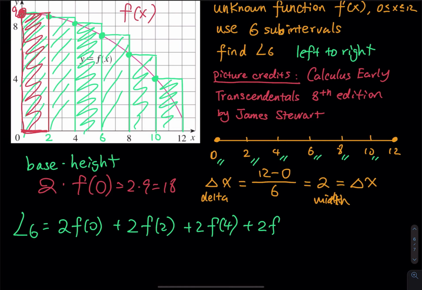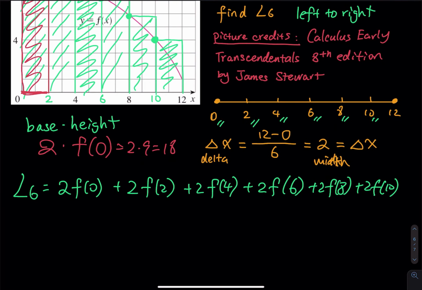And then 2 times f of 6, so that is right here, and then plus 2 f of 8, and then plus 2 f of 10. F of 10 right here. Now, answer a question for me. Do we need this? The answer is no, we do not need it. Why? Because if you are at x equals 12, right here, you should align. There is no rectangle because that is already out of the domain. So therefore, we do not need f of 12, okay?